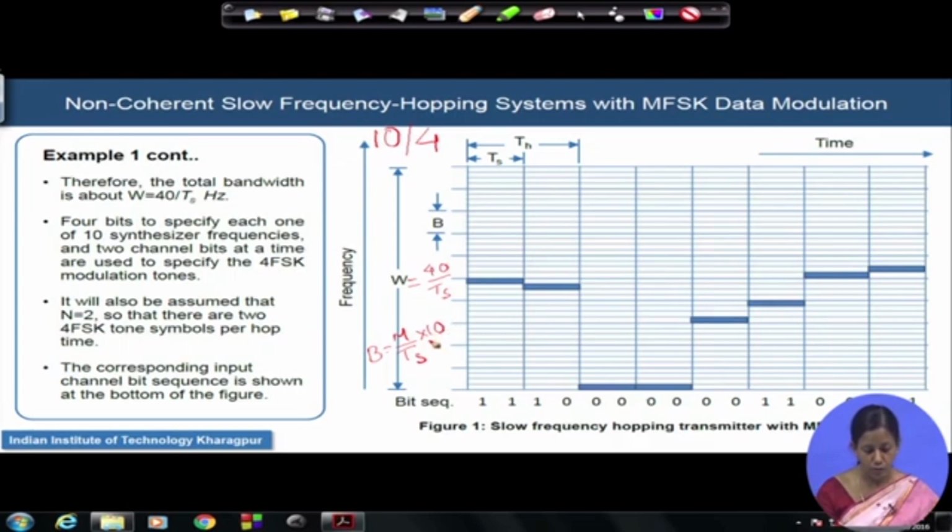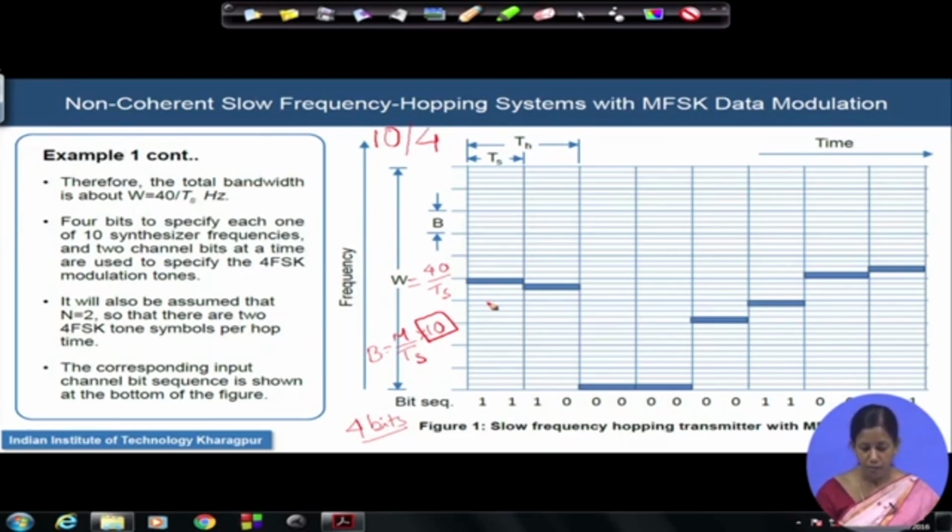Remember, in order to generate the 10 different frequency hop channels, in order to identify that, you actually need 4 bits for one of the 10 synthesizer frequencies. To generate any one of the synthesizer frequencies, you need at least 4 bits. So, there is one set of bits telling you how to generate and what is the specification of the generation for this frequency hopping synthesizer frequencies. Another is the bit sequence that you wish to transmit, which is actually modulating the carrier by MFSK.